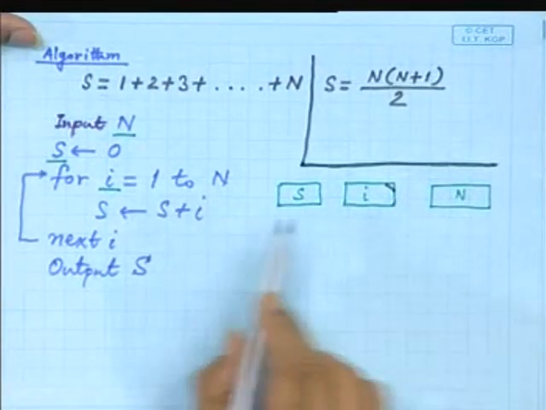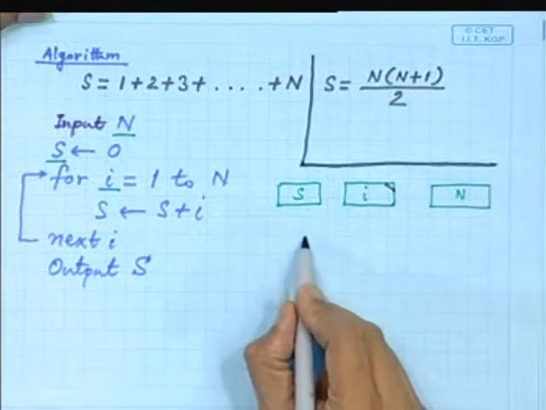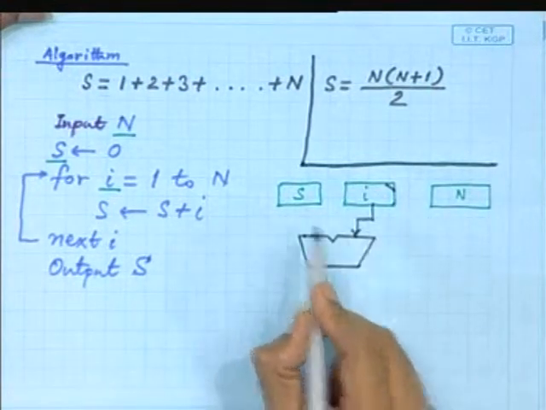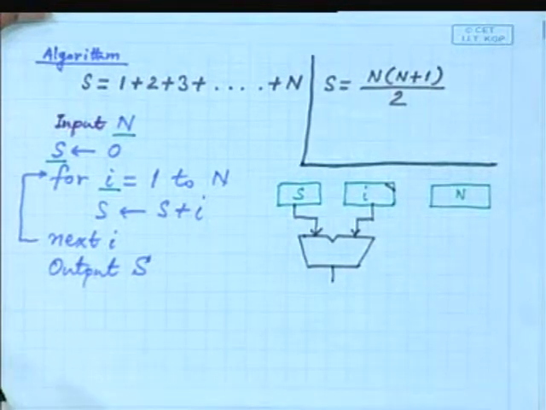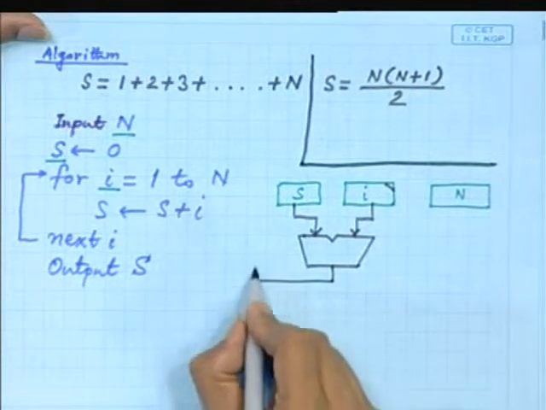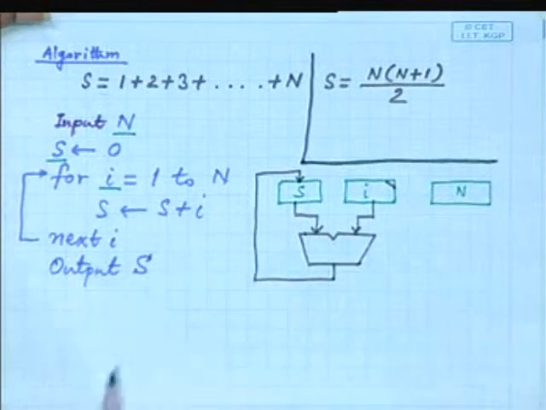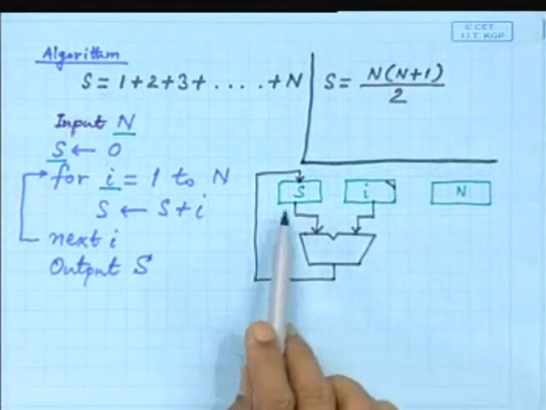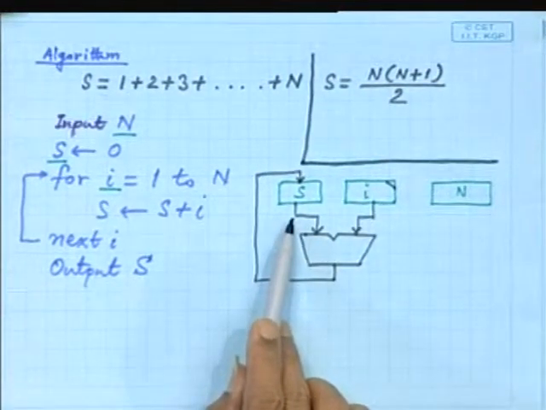Now what is the logical or arithmetic operation involved over here? That is addition. So we will require an adder over here, just as we have drawn earlier. So s and i need to be added. Where will the result go? To s, so it should go back to s. Okay, so that completes the structure. This portion we will call a data path, because data is flowing through this, and the final output will be obtained from the output of s.